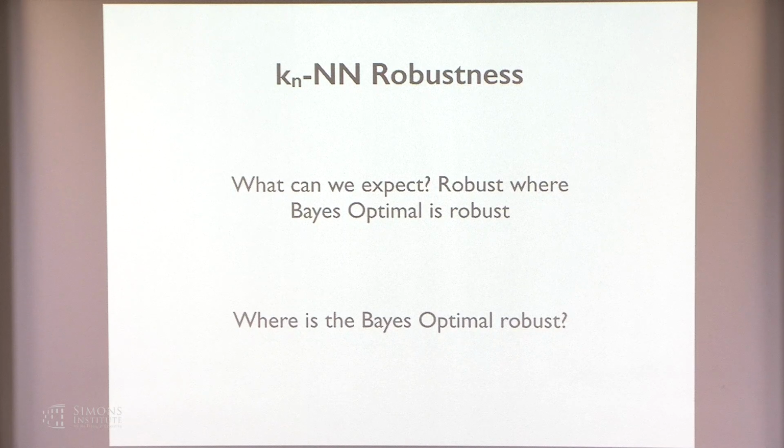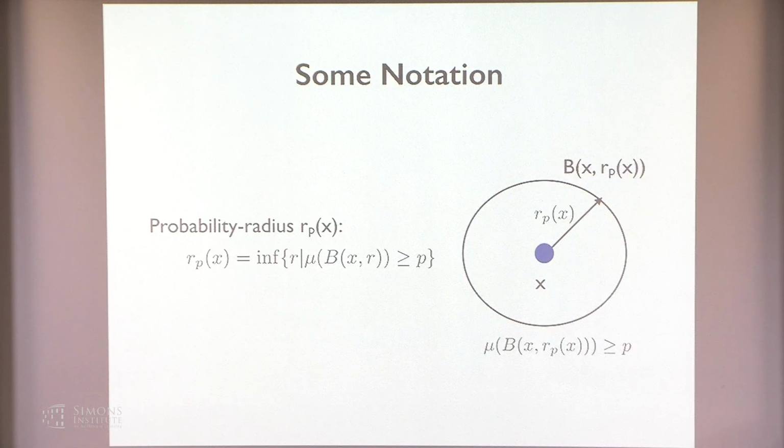Okay. So if you talk about the robustness of k nearest neighbor, what can you really expect? If your k grows, your k nearest neighbor converges to the Bayes optimal. So its robust regions should converge to the robust region of the Bayes optimal. We can't really expect anything better. That's not going to magically happen. So that's the best thing we could expect. So let's look at where the Bayes optimal is robust. Since this is a theory talk, let me start out by defining some notation.